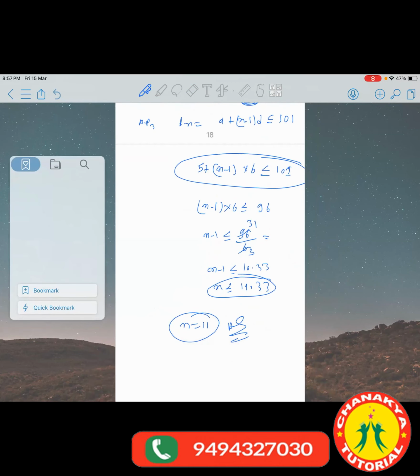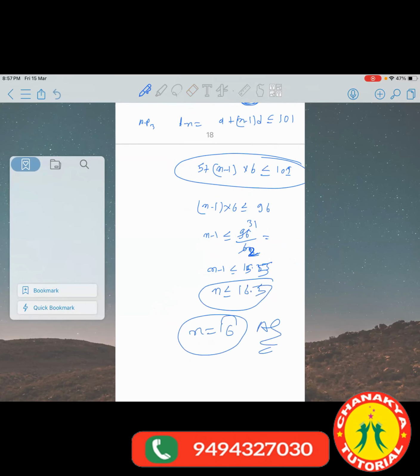Sorry, it should be 2 here, not 3. So here it is 15.5, so n is less than or equal to 16.5. 16 is the answer. n is 16. 16 is the correct answer for this question.